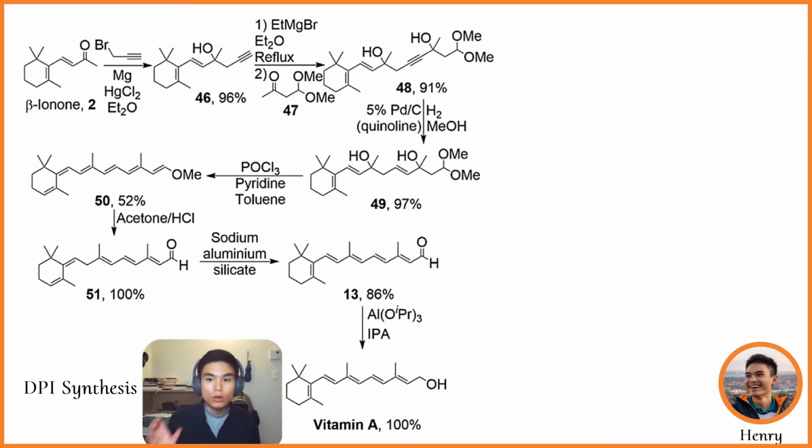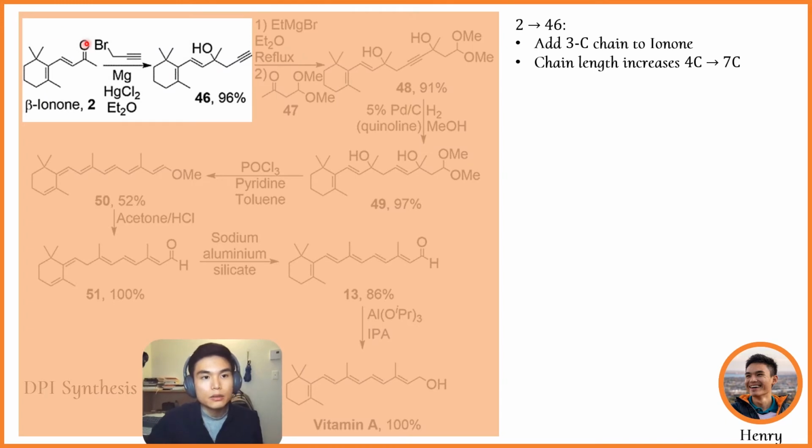And so I'm going to walk you through one of the synthesis processes of vitamin A that's been used commercially. We begin with the basic compound that you see right here, that is beta-ionone, the backbone structure of vitamin A. Then we have the first reaction, which is a chain addition of 3 carbons, making it a total of 7 carbons. See 1, 2, 3, 4, 5, 6, and 7.